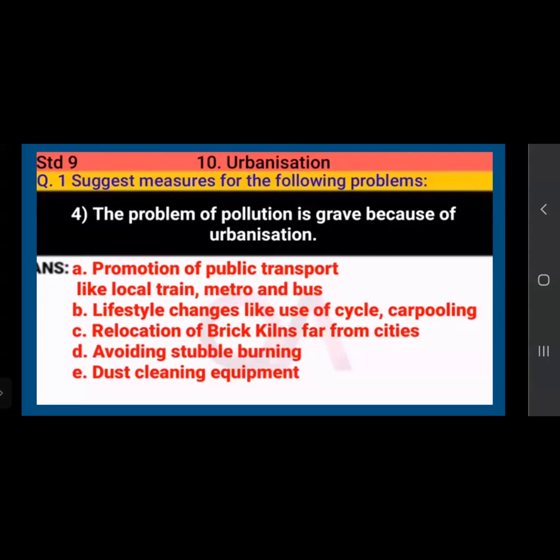Lifestyle changes like use of cycle, carpooling, etc. should be done. So instead of using bikes and four-wheelers, use of cycle should be done so that the pollution will not increase. Relocation of brick kilns far from cities. Then avoiding stubble burning, so the burning of leftover crop residue should not be done. Dust cleaning equipment should be used.